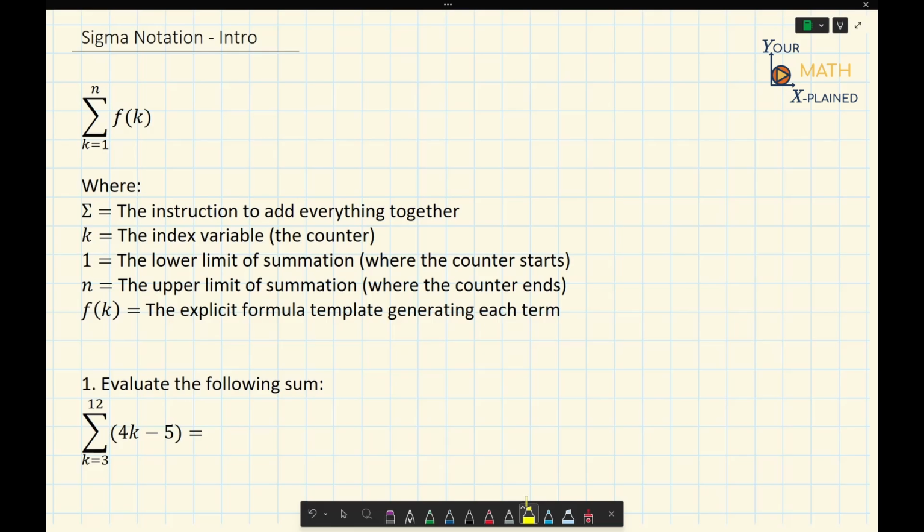Today, we're going to learn how to read this compact language, unpack its hidden instructions, and see how it completely streamlines our work with sequences and series.